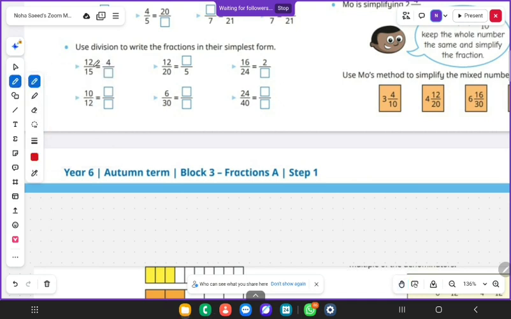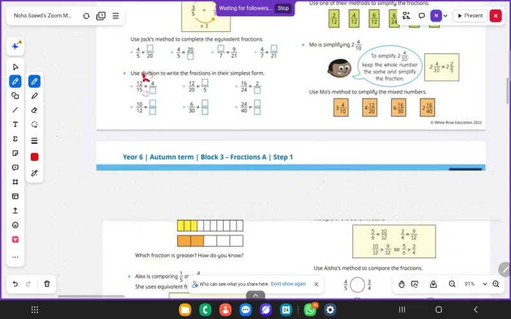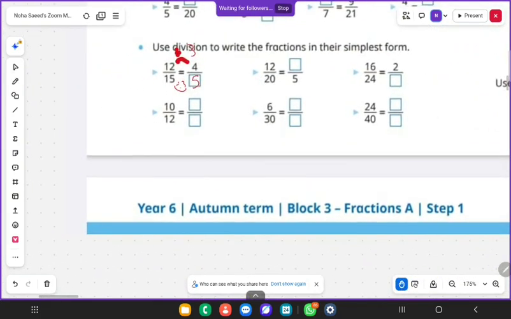Here, 12. How could 12 be 4? I can say 12 divided by 3 equals 4. So here I will divide by 3. 15 divided by 3 equals what? Equals 5. It's easy.